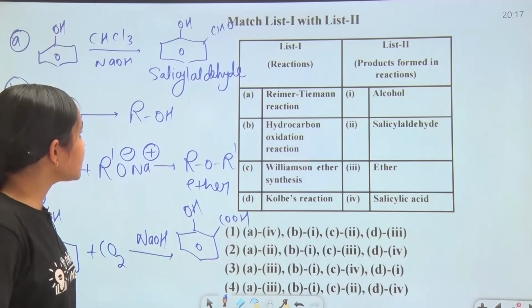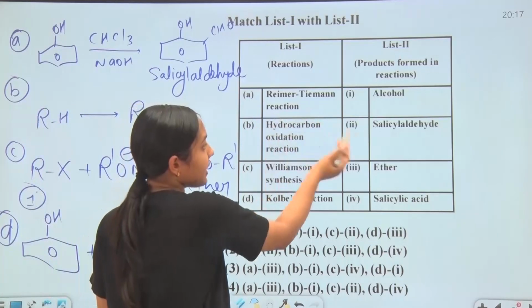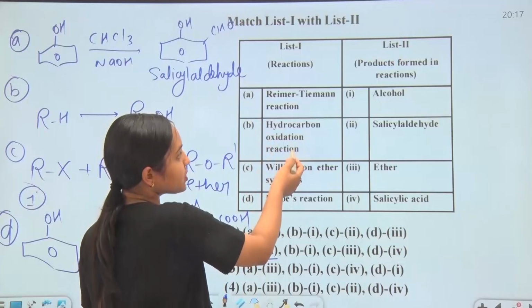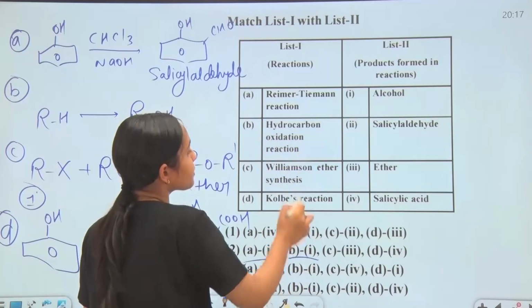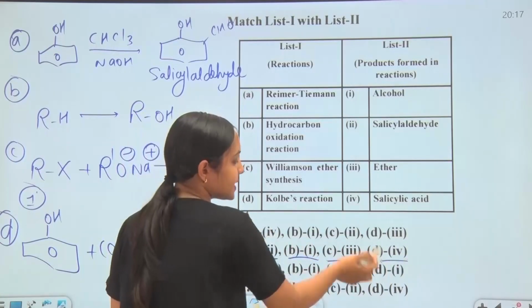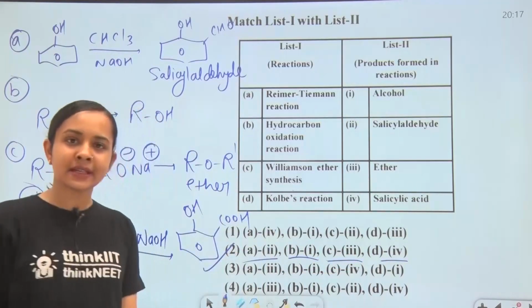So now students, you can see the Reimer-Tiemann reaction with salicylaldehyde, A is matched with the second. Hydrocarbon oxidation reaction, alcohol, B first. Williamson ether synthesis formed ether, and Kolbe formed salicylic acid. So option 2 is the correct answer.